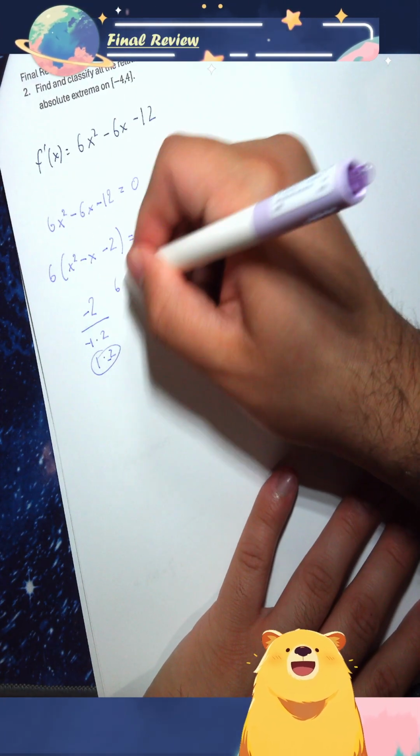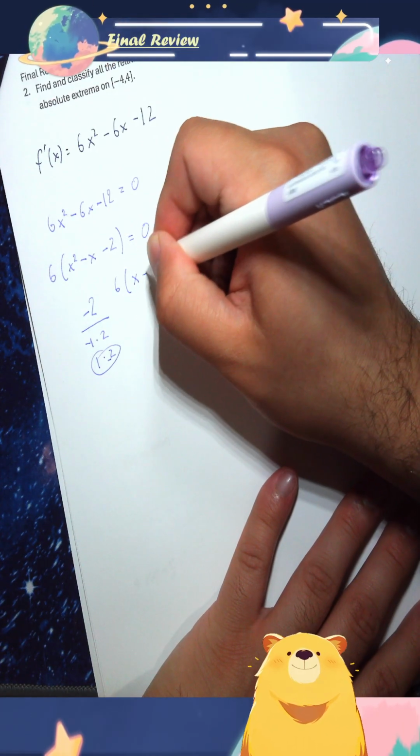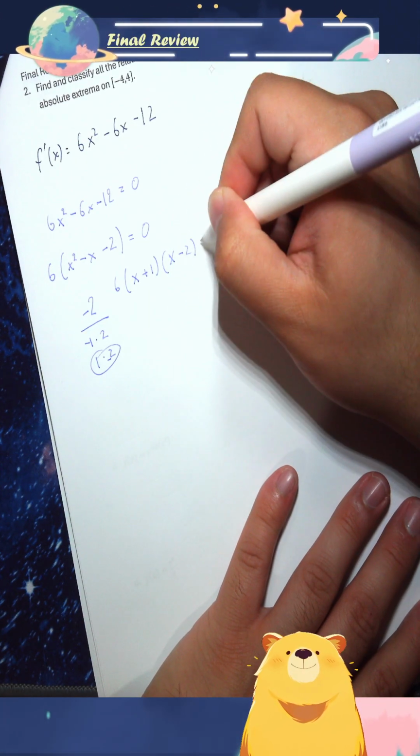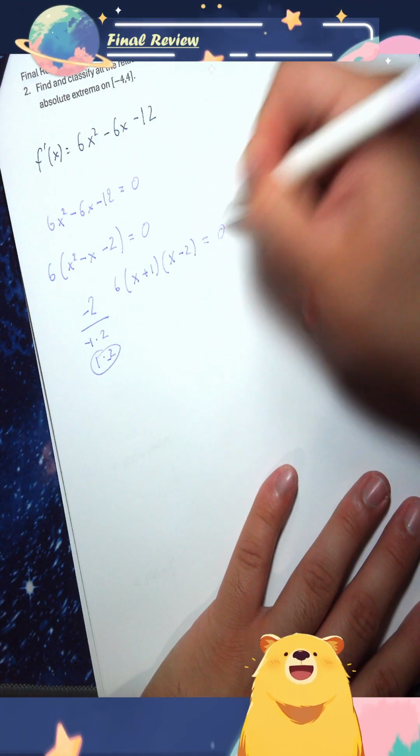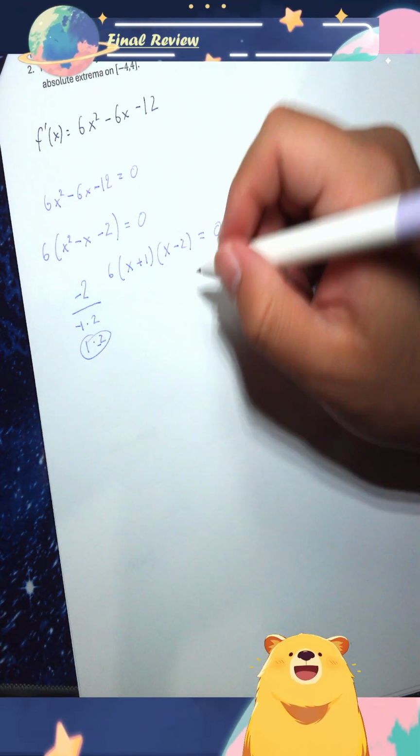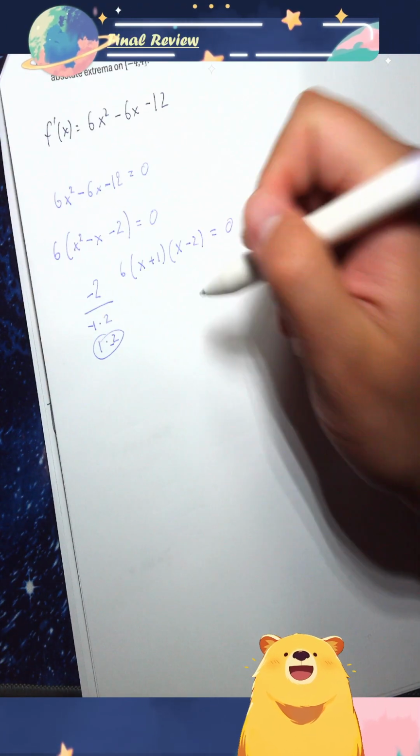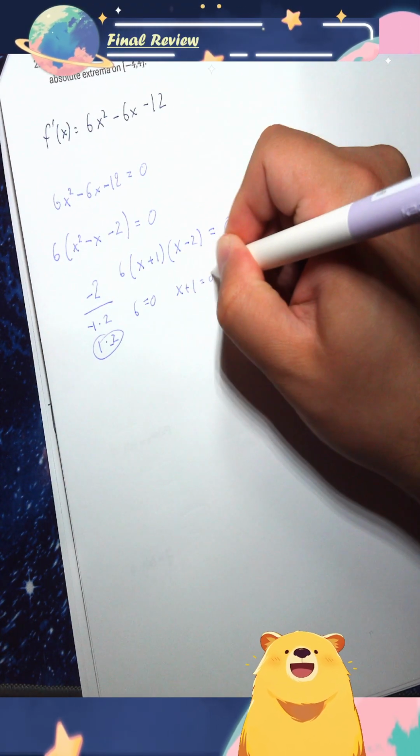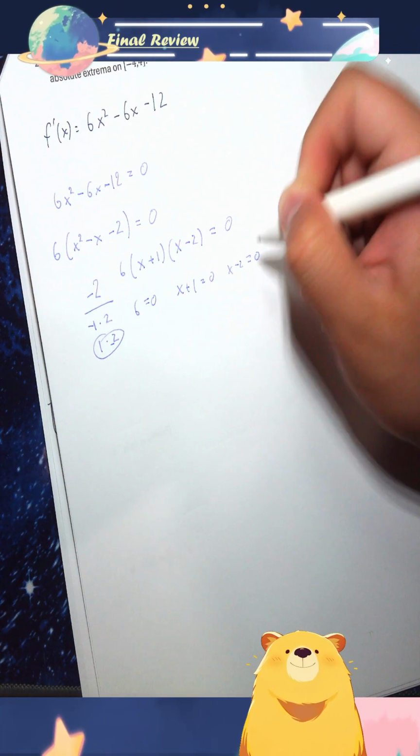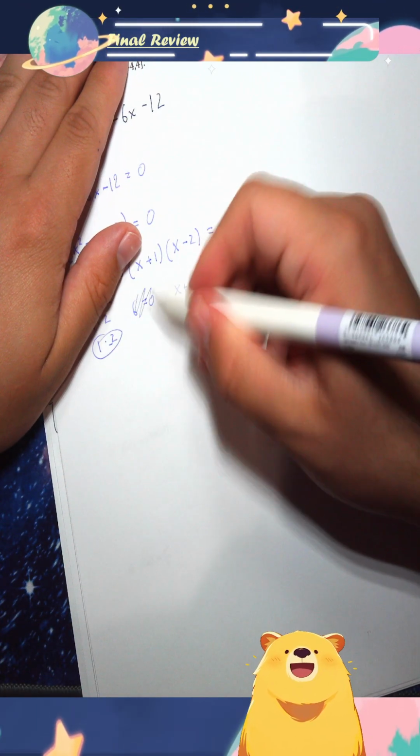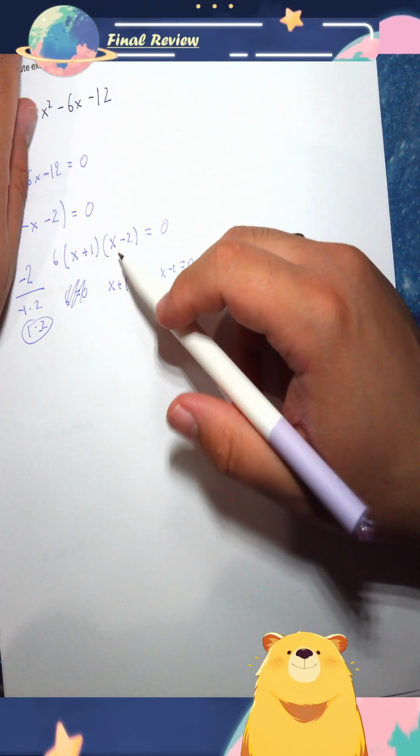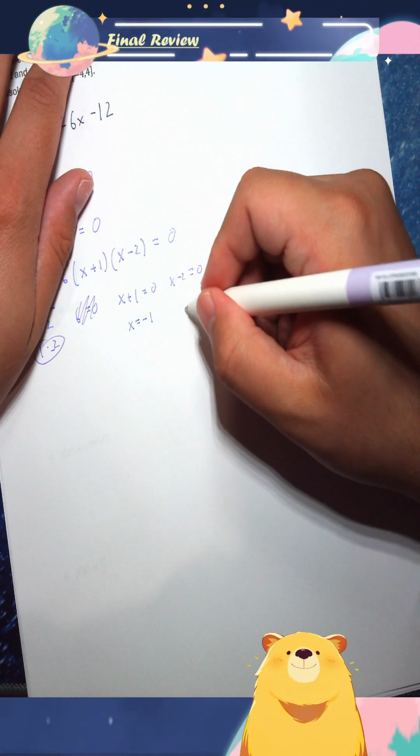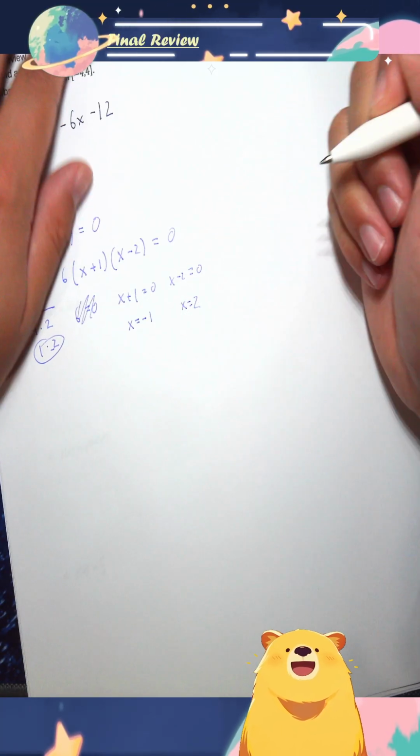So we have 6 parentheses x plus 1, close parentheses, parentheses x minus 2, is equal to 0. Using the zero product property, you typically have the technicality of setting all products equal to 0. So 6 is equal to 0, x plus 1 is equal to 0, and x minus 2 is equal to 0. We know the first one is just nonsense, but it's part of the process. Here, x is equal to negative 1 when x plus 1 is equal to 0, and x is equal to 2 when x minus 2 is equal to 0.